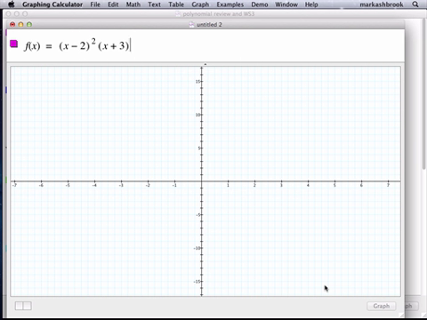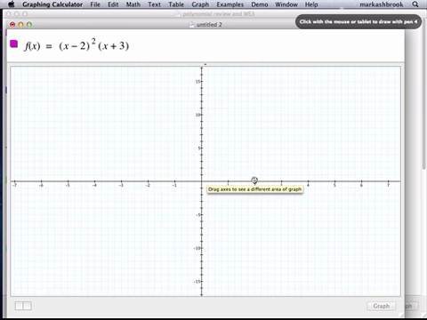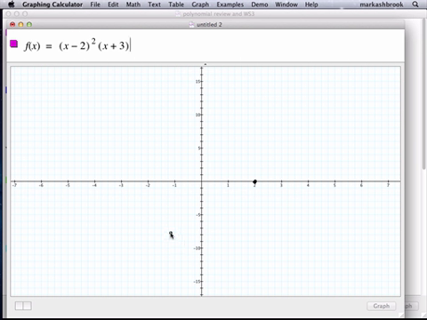Okay, how about the zeros? What's 1, 0? Okay, so the root is 2, making the point 2, comma 0. So we can start by graphing that point. Is there another zero? Negative 3, so negative 3, 0.